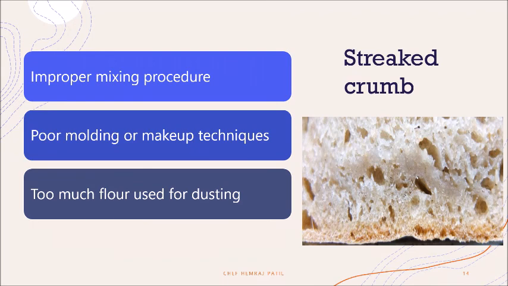The last cause is too much flour used for dusting. That flour makes your bread more dry, and wherever it is in excess, you see streaks because of that also in the crumb.